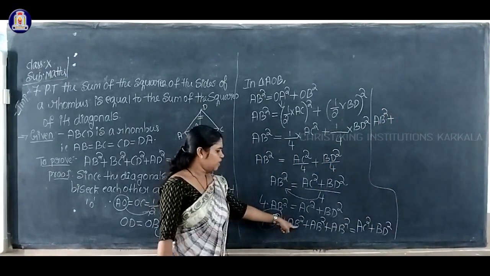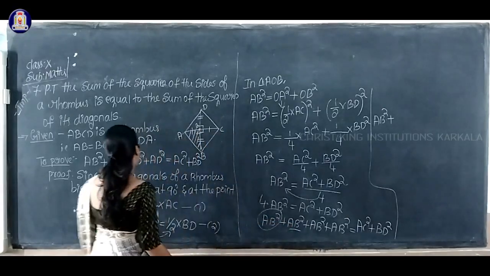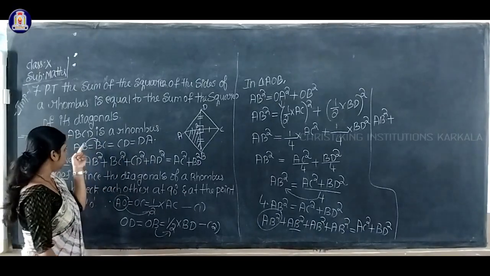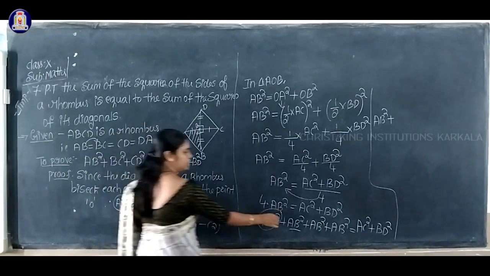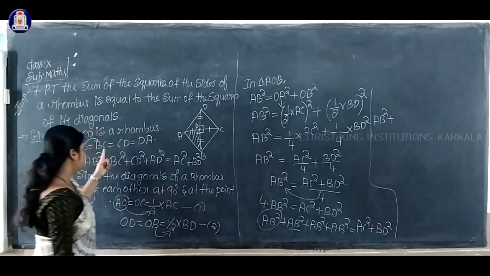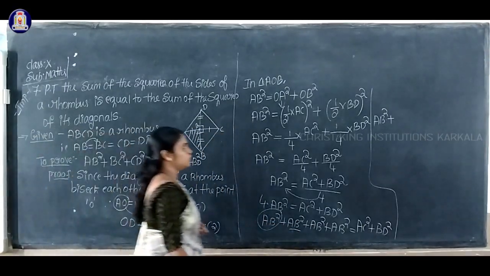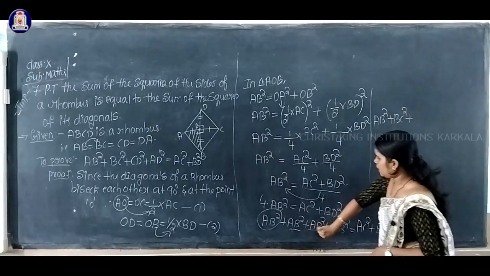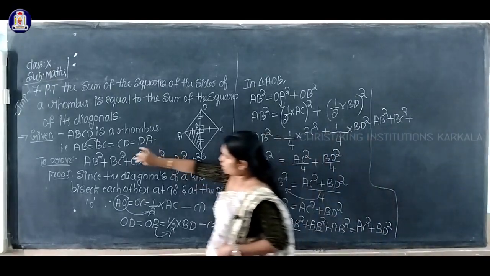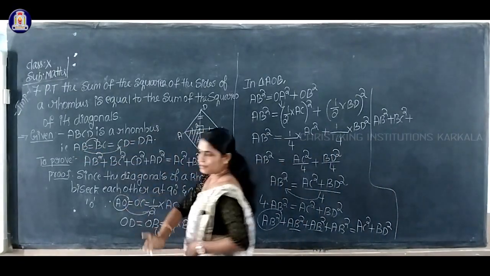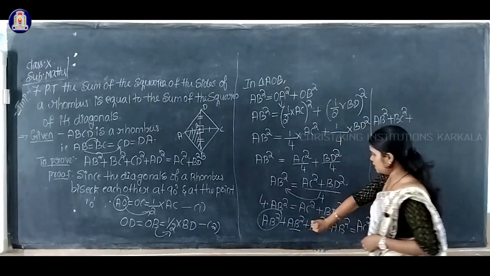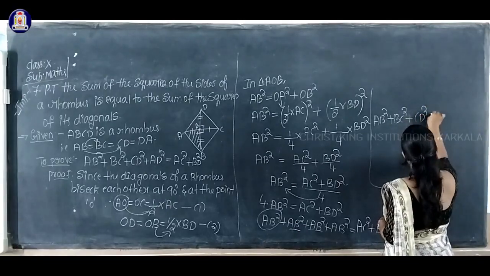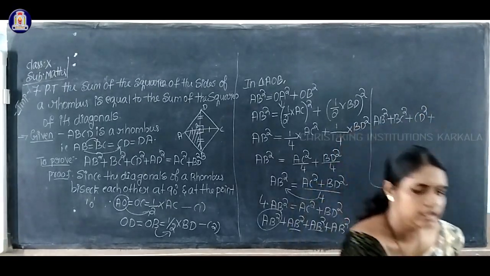But what about another AB square? We know that AB is equal to BC, right? So in the place of AB square, can I replace this BC value? So it will become BC square, plus another AB square we have. We know that AB is equal to CD, right? So can I replace AB square by CD? Yes, so CD square, plus one more, the last result.